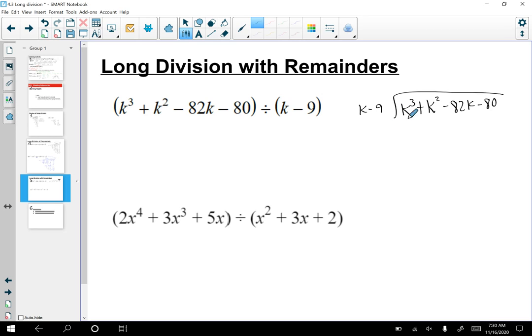Okay, k times what gives me k squared? Or excuse me, k cubed. I need to multiply by k squared, right? K squared times k gives me k cubed. K squared times negative 9 gives me negative 9k squared. Subtract, we get 0. Negative times a negative gives me a positive, so I have plus 10k squared. Bring down my negative 82k. How do I get 10k squared? I need to multiply by 10k.